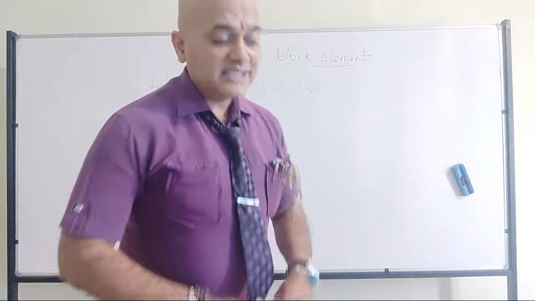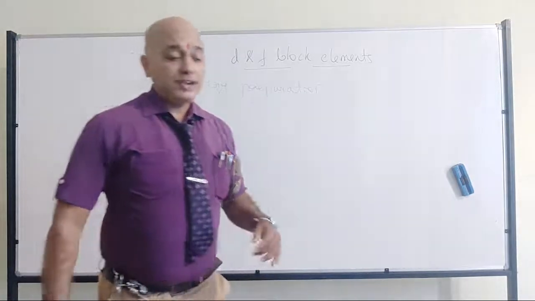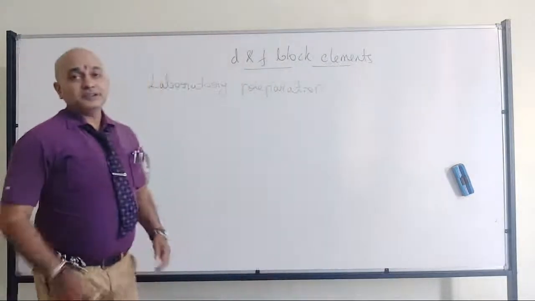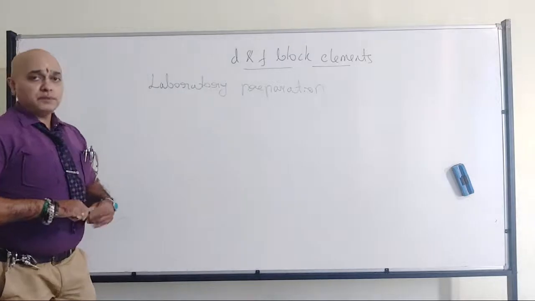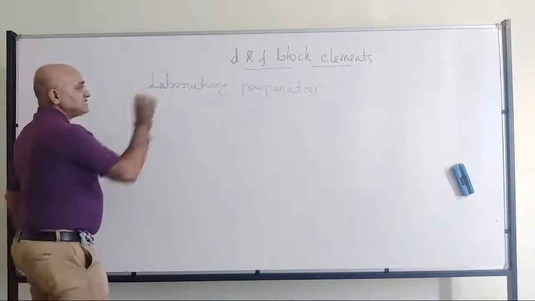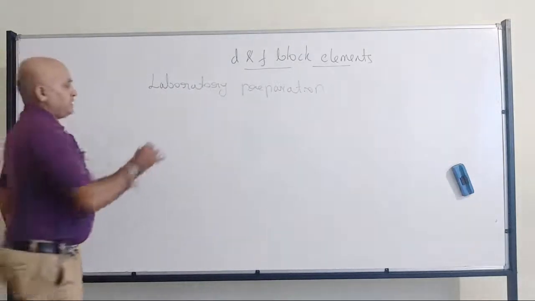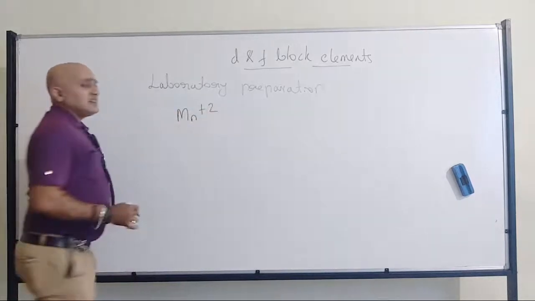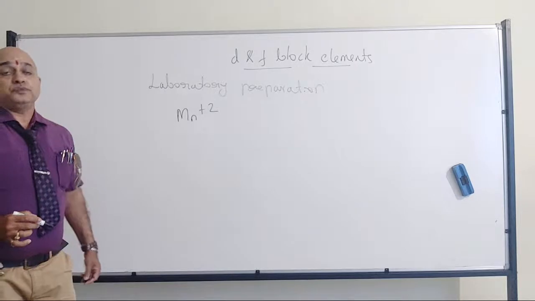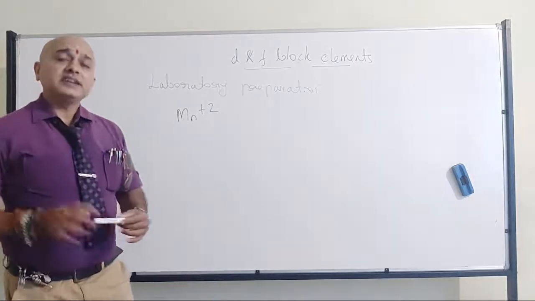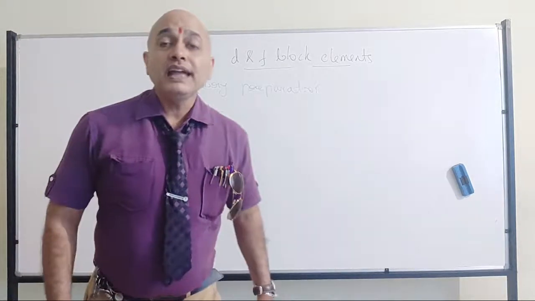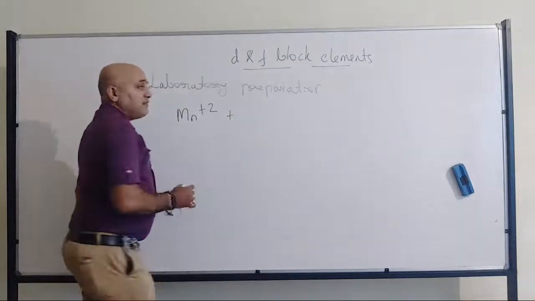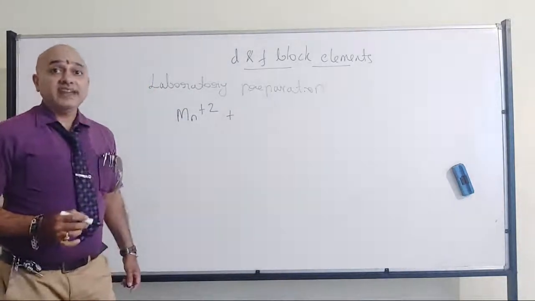So, in that case, we will move to the laboratory method. When I am talking about the laboratory method, as I told, it can be considered as a small scale preparation, where the manganese ion, Mn plus 2, it's understood that I am talking about Mn plus 2, can be treated with persulfate.